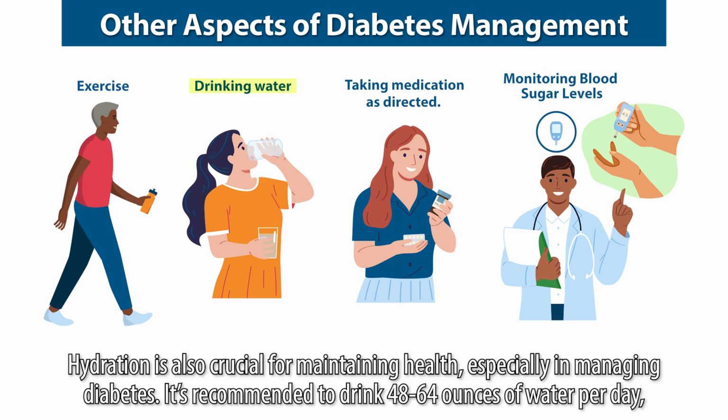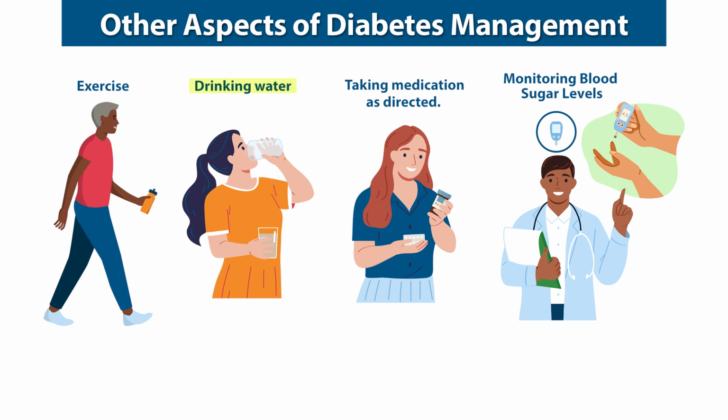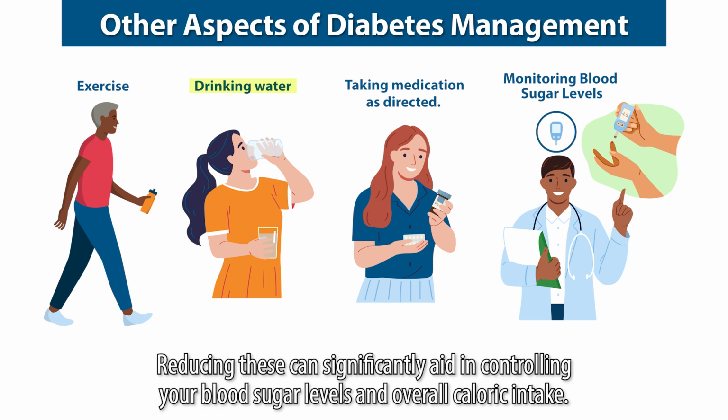Hydration is also crucial for maintaining health, especially in managing diabetes. It's recommended to drink 48 to 64 ounces of water per day, increasing intake on warmer days to compensate for increased fluid loss. Additionally, it is important to limit sugary beverages, which can be a major source of excess calories. Reducing these can significantly aid in controlling your blood sugar levels and overall caloric intake.